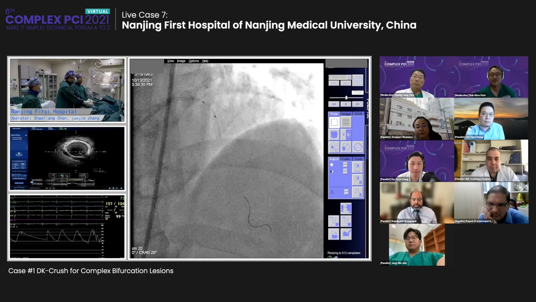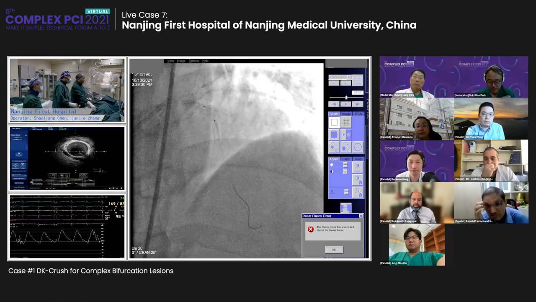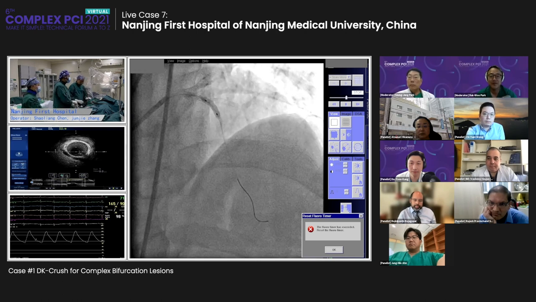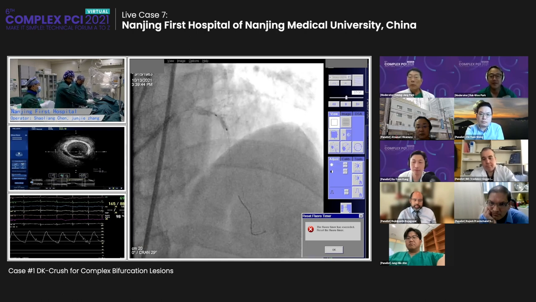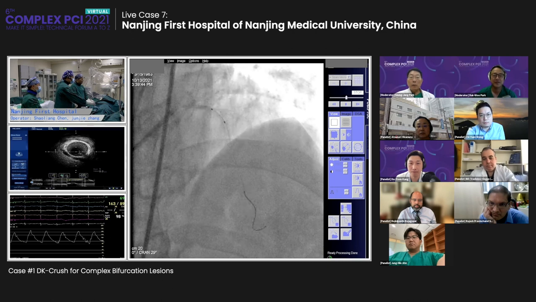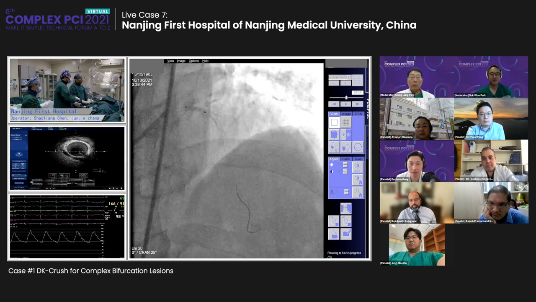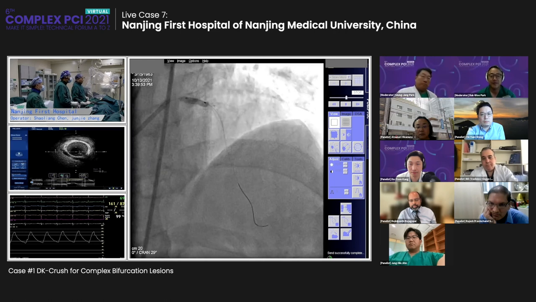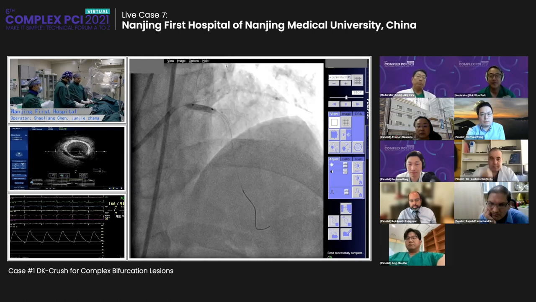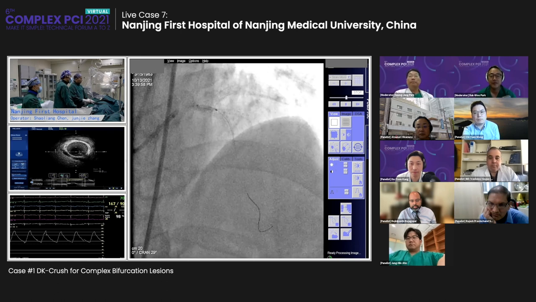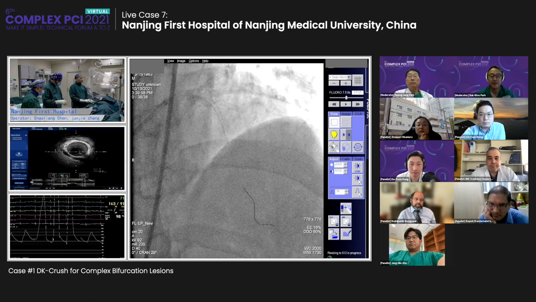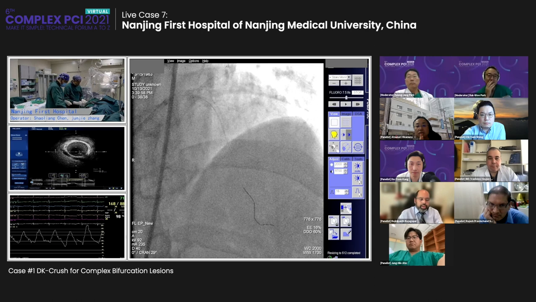Okay, now I can do sequential post-dilation. Okay, 14. 18. Done. Even if we inflated the balloon to 20, I think it's still undersized. Okay, 20. 21. From our angiography, I can clearly see the proximal edge of our LAD stent. So give me 3.5. I will very carefully modify the mid LAD stent.